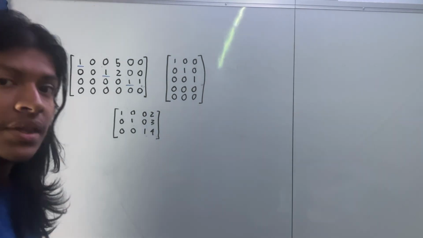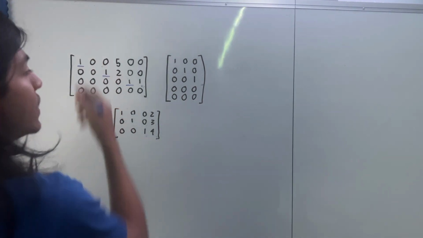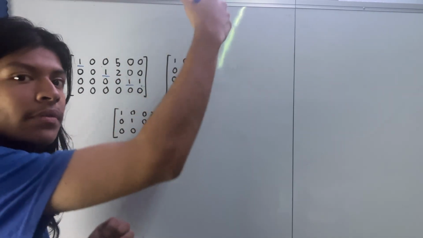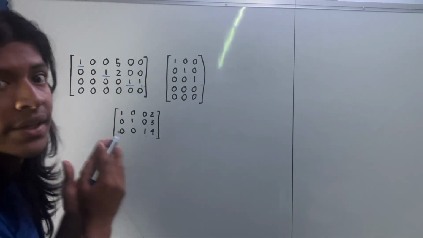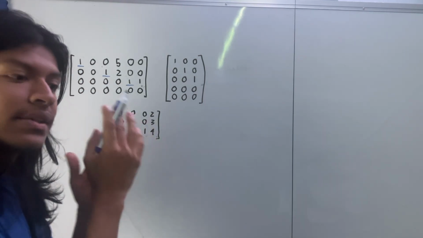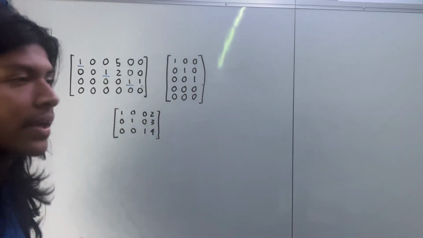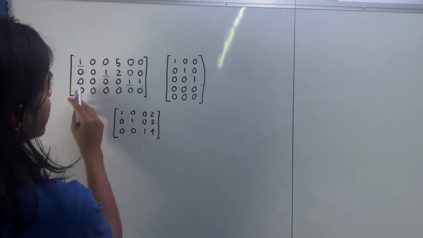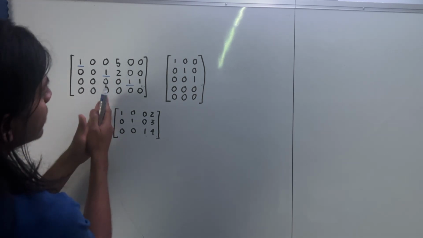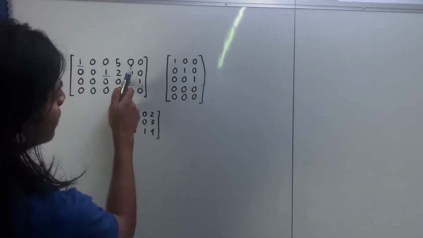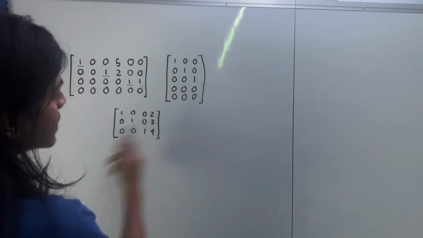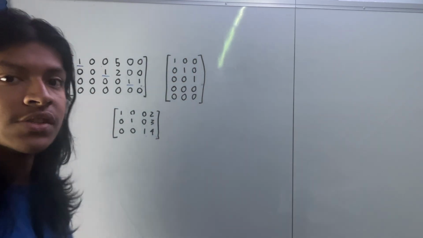The third thing is that for each leading entry, on top of it and below it are going to be zeros. So for the column that the leading entry is in, it's always going to have zeros on top of it and below it. So we could clearly see that with this leading entry. Same thing for this one, we have zeros below it and on top of it. Same thing here, and then we could also see the same thing for the other matrices as well.